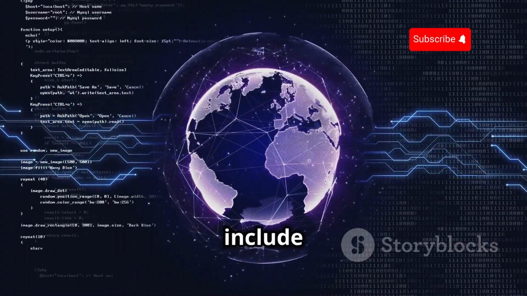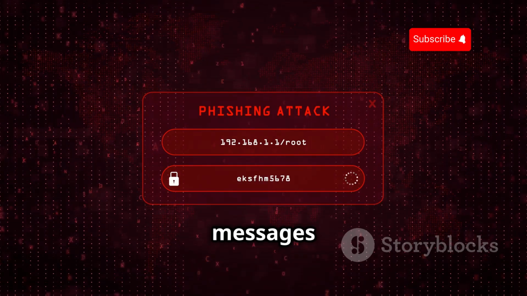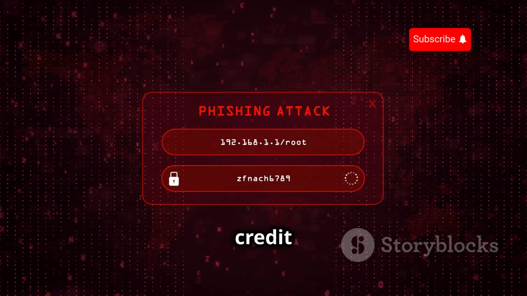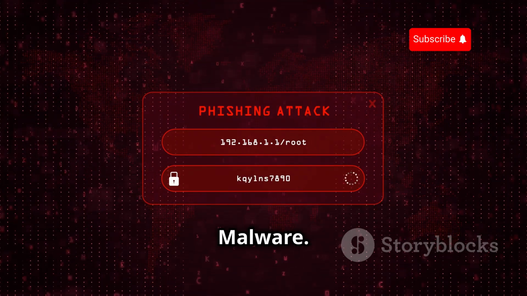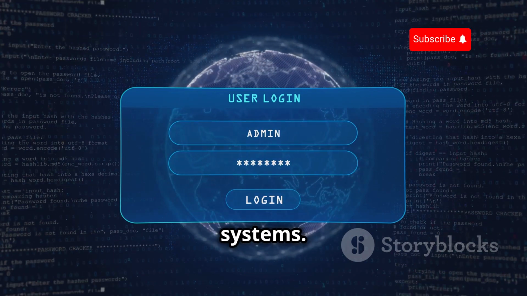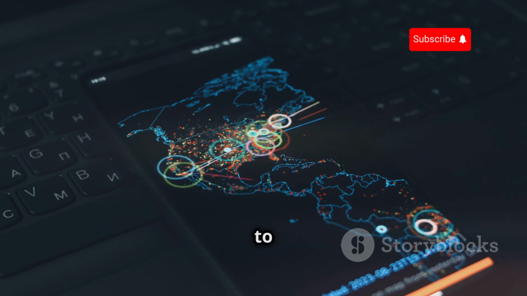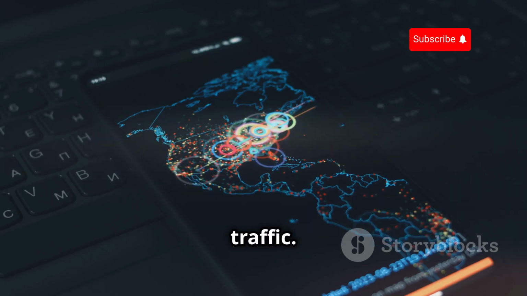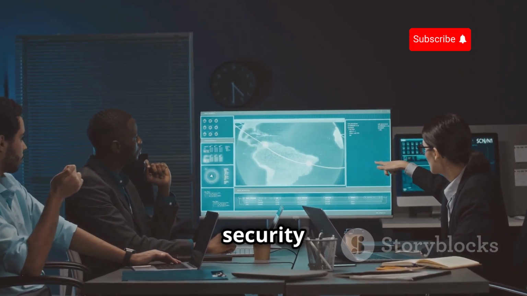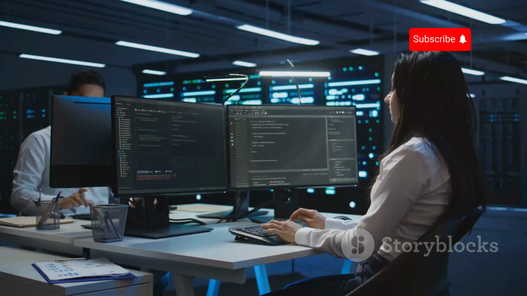Other common cyber threats include phishing attacks. These attacks use deceptive emails, websites, or text messages to trick victims into revealing sensitive information, such as passwords or credit card details. Malware, or malicious software, is designed to harm or disable computer systems. Denial of service or DoS attacks aim to make a network or service unavailable to legitimate users by overwhelming it with traffic. It's essential to stay informed about the latest cybersecurity threats and to adopt a layered security approach that includes both technical controls and user education.